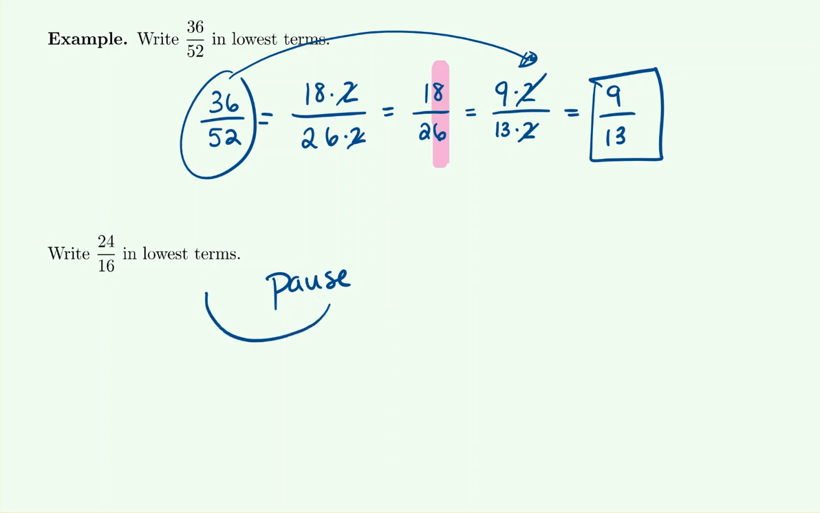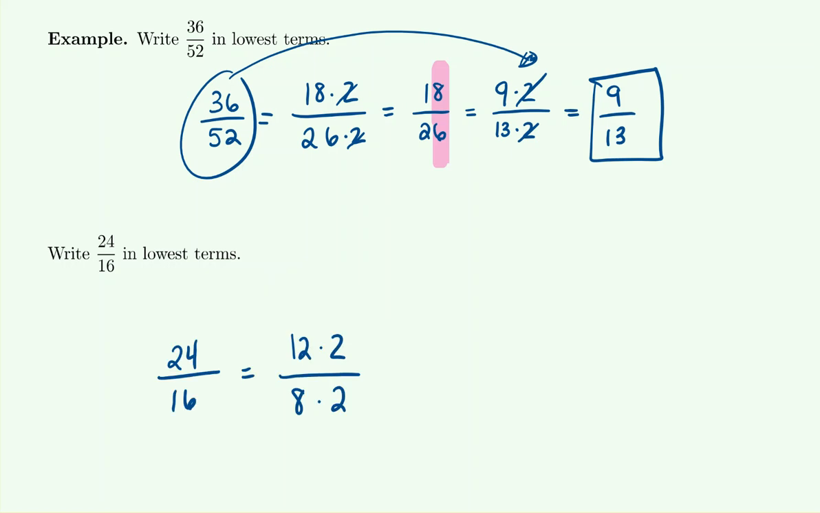Pause the video and work on our next example. When you finish working on it, unpause. We recognize both 24 and 16 are even numbers. That means they're both divisible by 2. 24 is 12 times 2. 16 is 8 times 2. The common 2's would cancel, leaving us with the equivalent fraction 12 over 8.